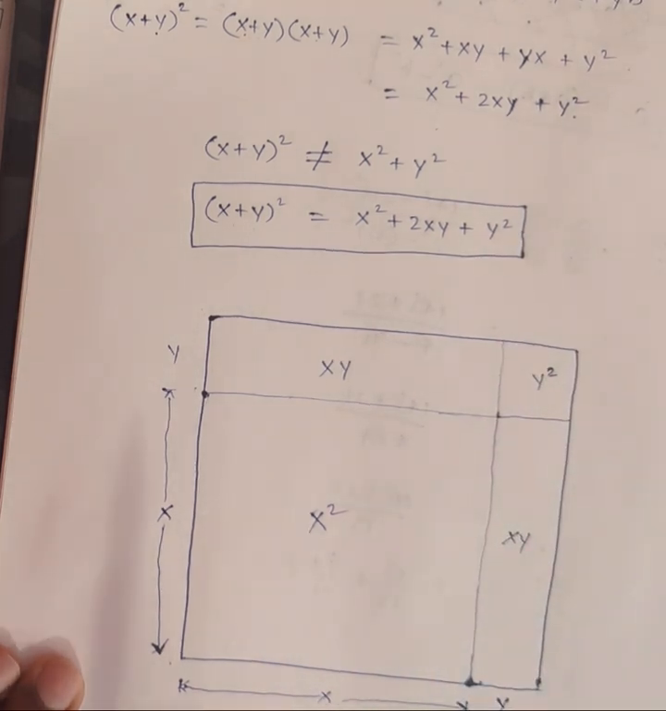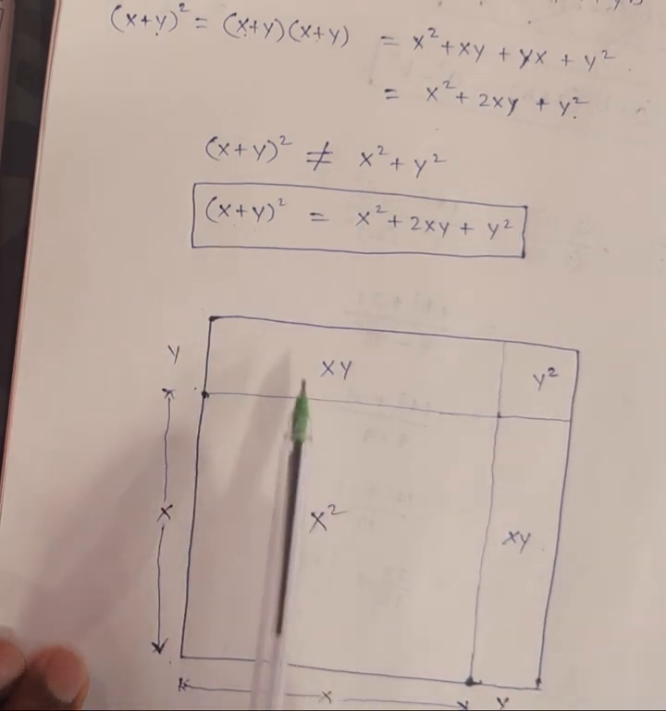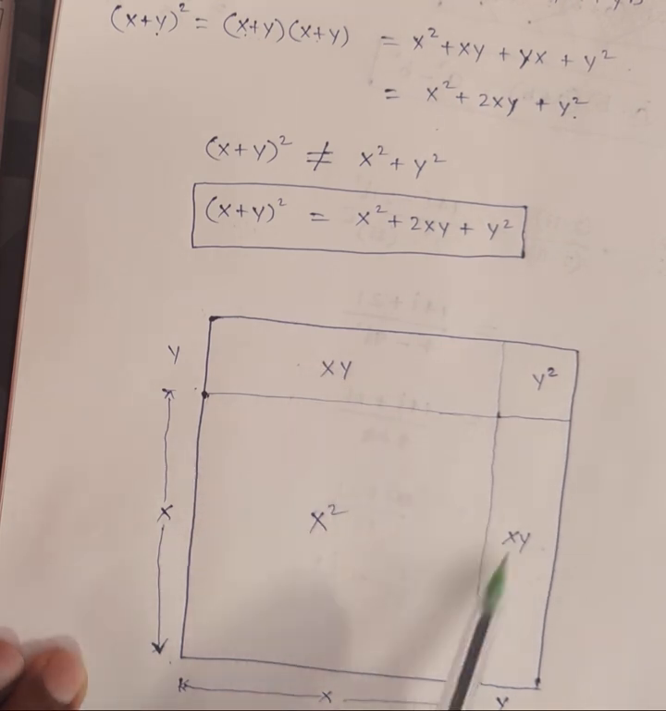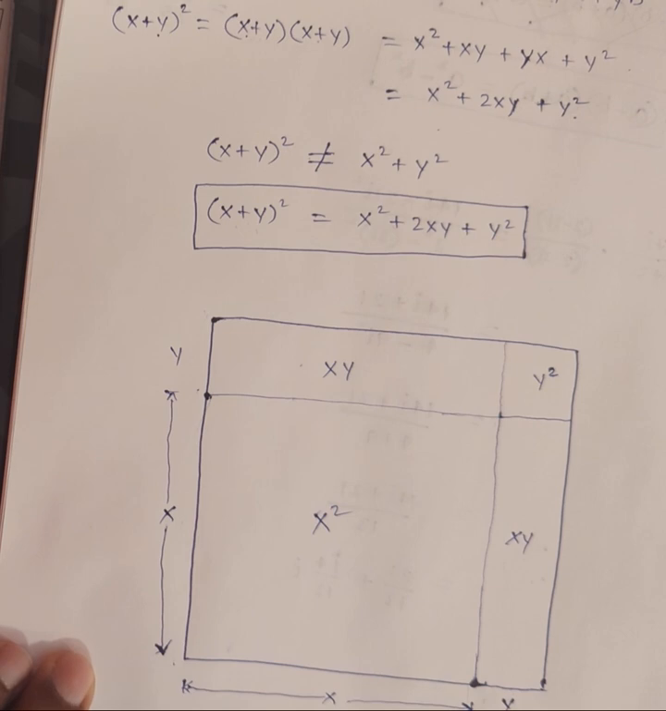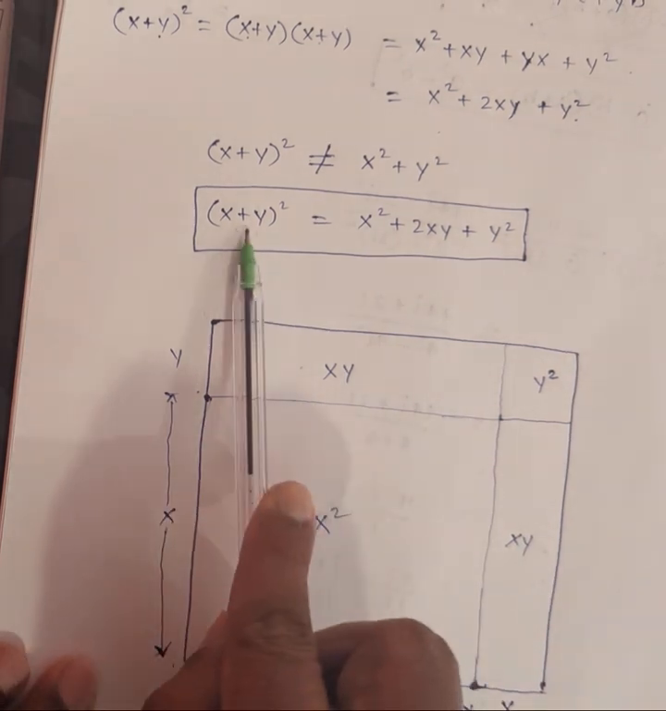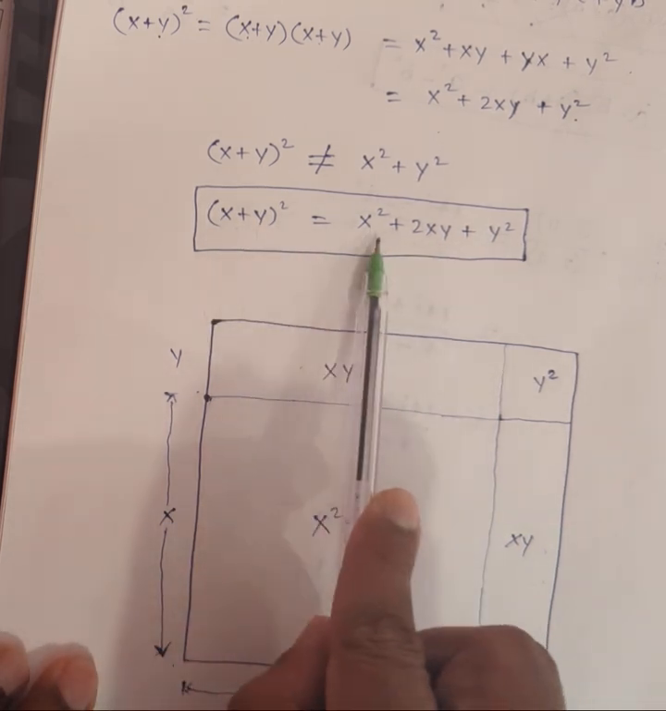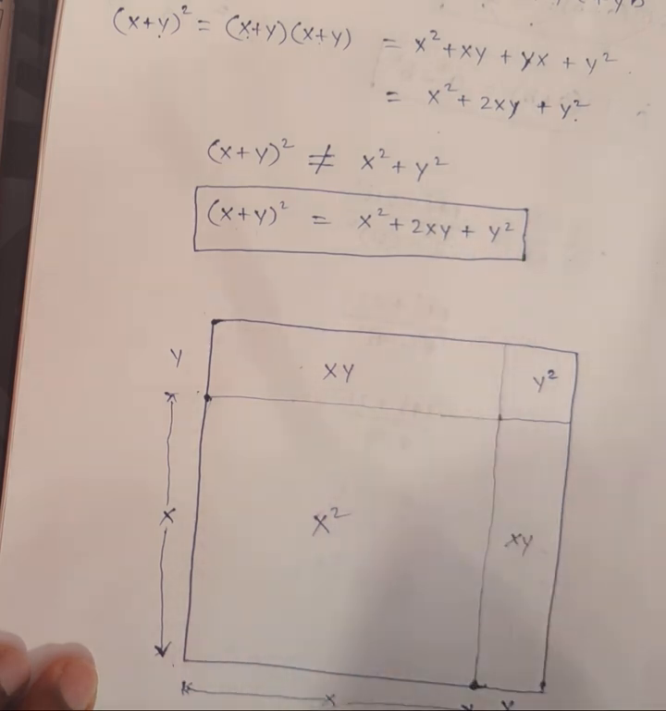So as you can see, x plus y quantity squared is actually x squared plus both of these rectangles, 2xy, plus y squared. So the purpose of all this explanation is to make sure that we don't forget this formula. x plus y quantity squared is x squared plus 2xy plus y squared.